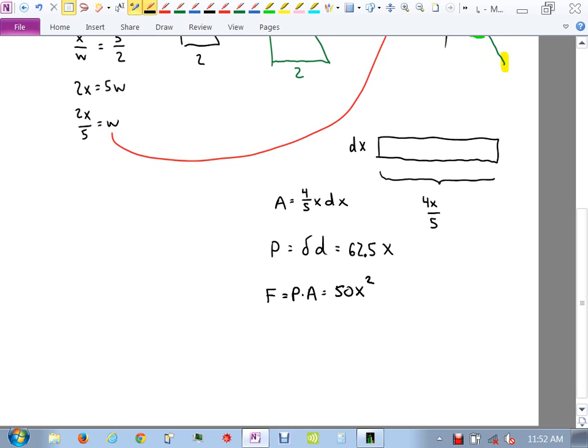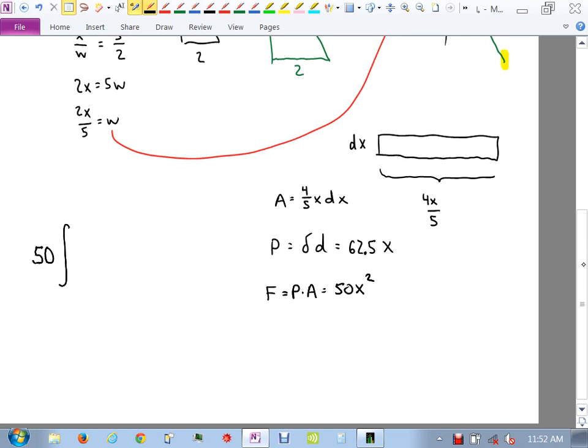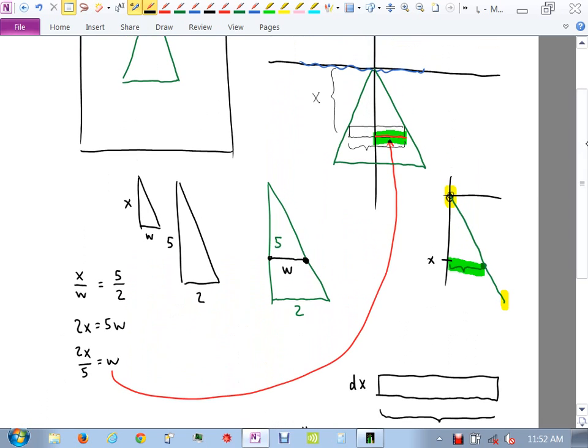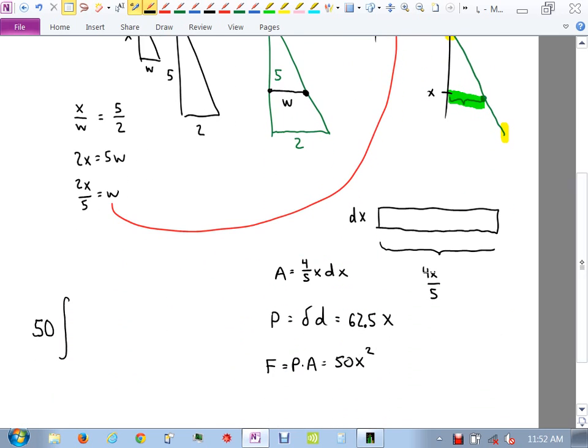And now we need to get the whole thing, add all those rectangles up. So the total force, the solution to the problem, will be the integral, 50 can come outside, where to where? Where does x go from here? The top of the triangle is 0, isn't it? All the way to where? The bottom. The top of the triangle is 0, and then the bottom is 5. So to go from 0 to 5, x squared dx.